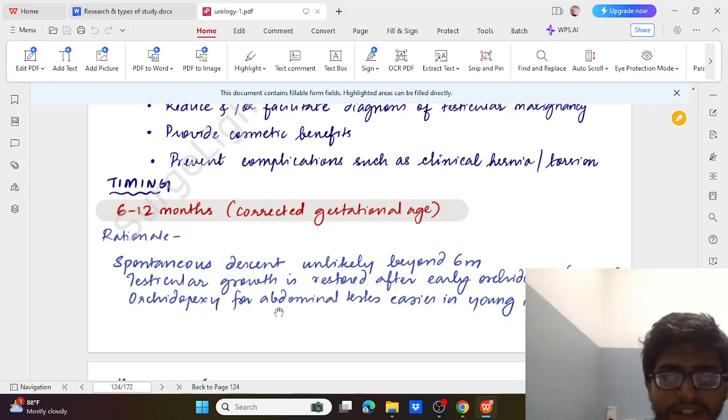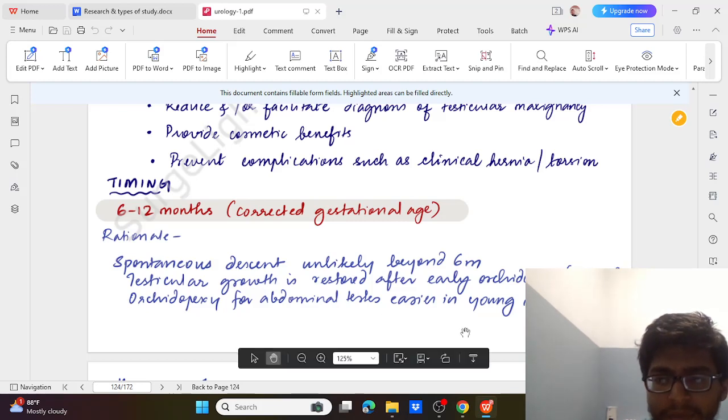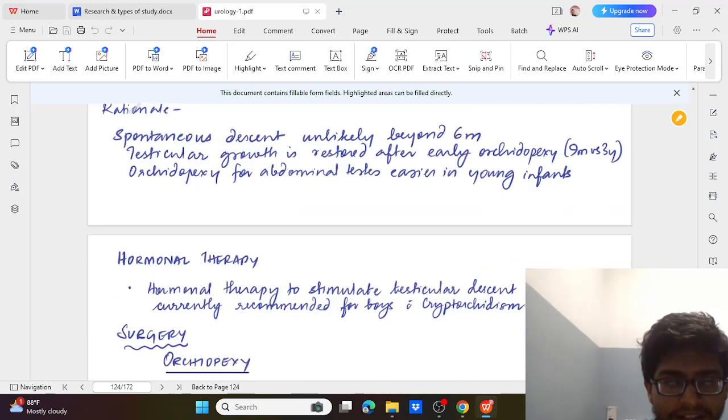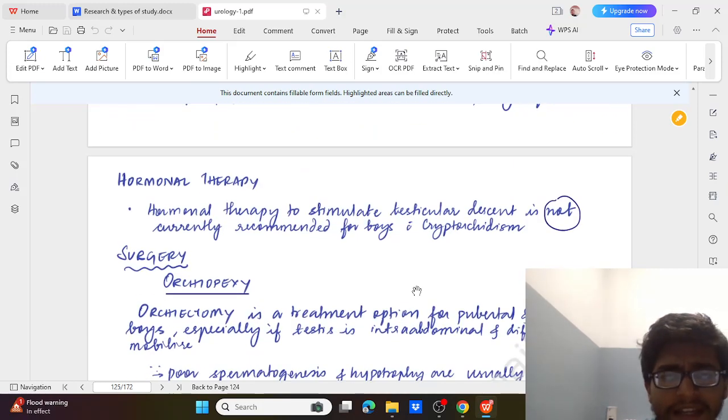So testicular growth is restored after early orchidopexy, that is at 9 months versus 3 years. Orchidopexy for abdominal testis is easier in young infants. So these are to be considered. Hormonal therapy to stimulate testicular descent is not currently recommended.